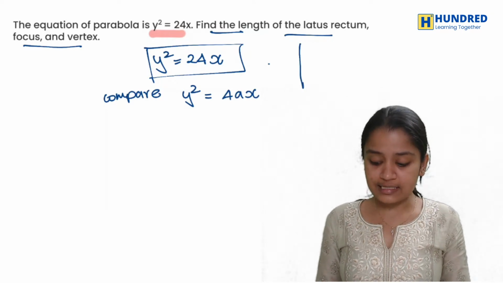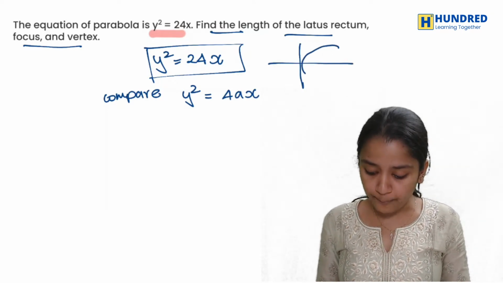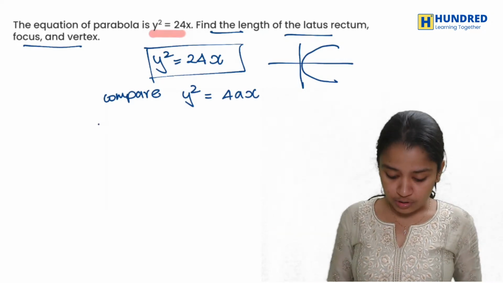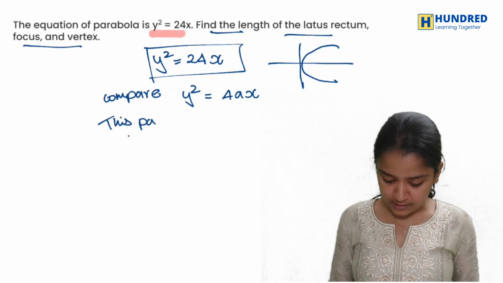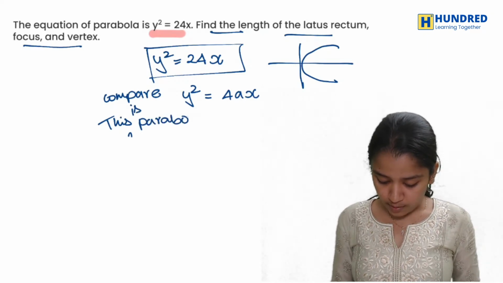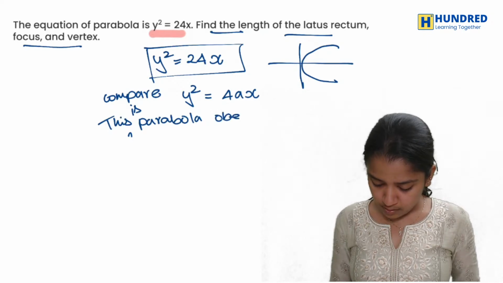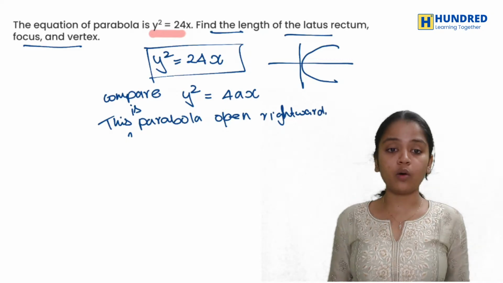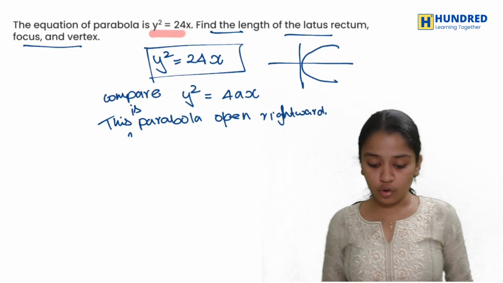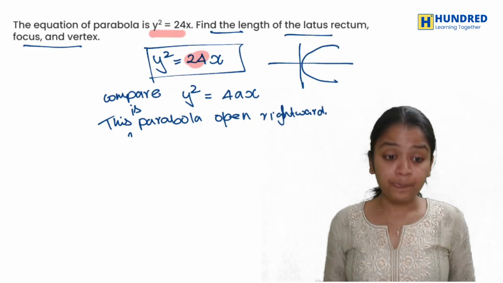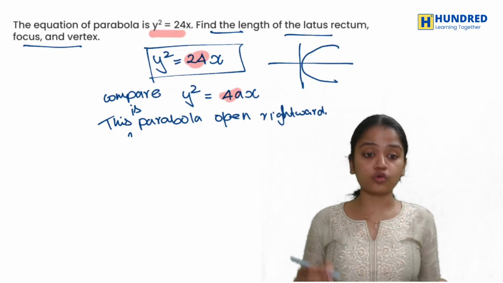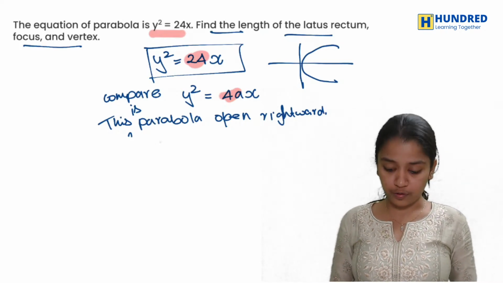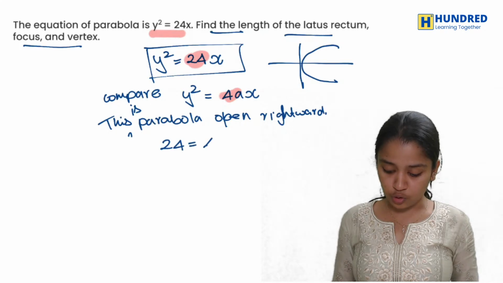So this is a parabola which is opened rightwards. I have to write that also. So this is a parabola open rightwards. So if I compare this, what can you say? My 24 is equal to my 4a, right? So I am equating 24 equal to 4a.